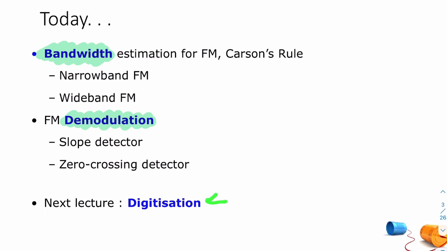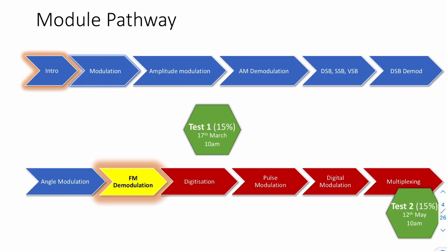Next week, we'll be talking about digitization, because that is the bridge, if you like, to the latter half of our module, where we're going to talk about digital communications. So these three lectures are digital communications, and digitization is the bridge from analog to digital modulation. You've already finished test 1. The only assessment that remains before the final exam is your second class test on the 12th of May.